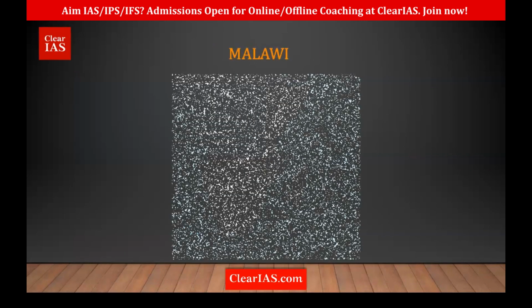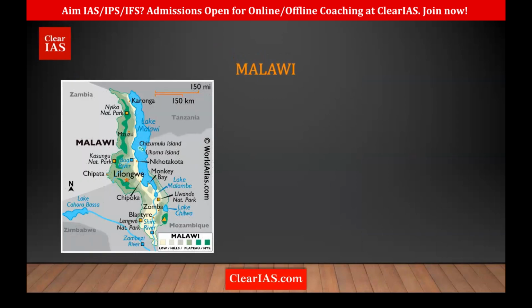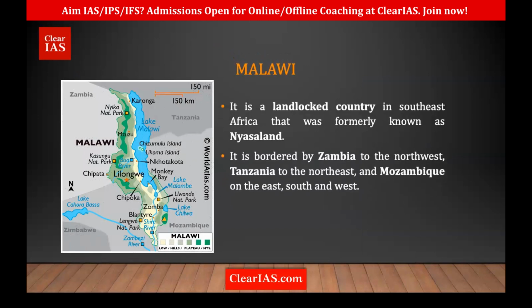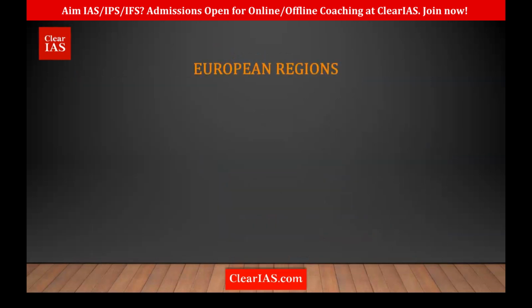Malawi: we spoke about the location of Lake Malawi and we saw it. It is a landlocked country, also called Nyasaland, bordered by Zambia, Tanzania, and Mozambique. We spoke about Lake Malawi earlier, so I'm not elaborating. Next we'll see the European regions.